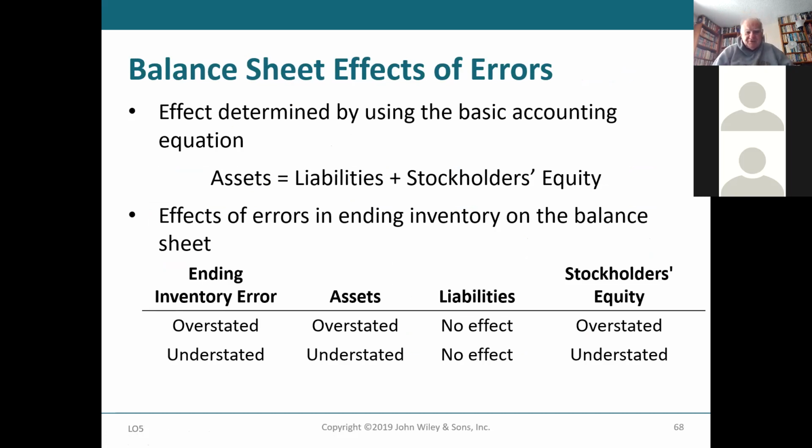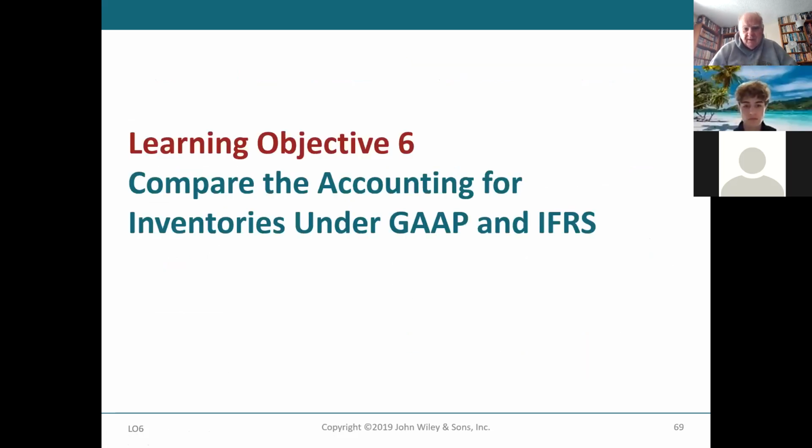And here it is again. This is the grid you want to look at. Ending inventory overstated, you're going to have too much of a gain. You're giving yourself income you don't have. If you understate it, you're hurting yourself, okay? And I'm not going to get into GAAP versus IFRS, okay?